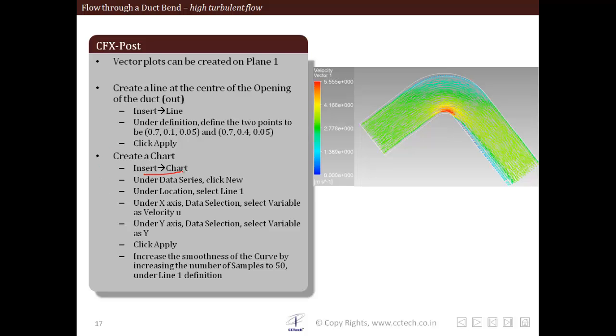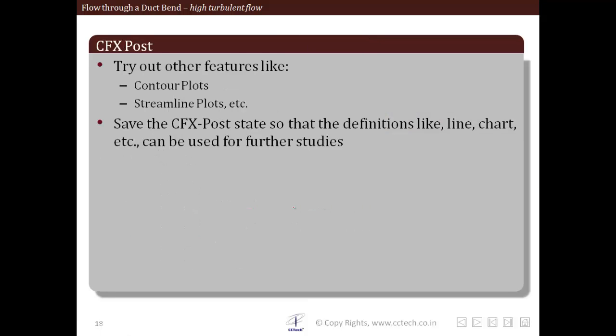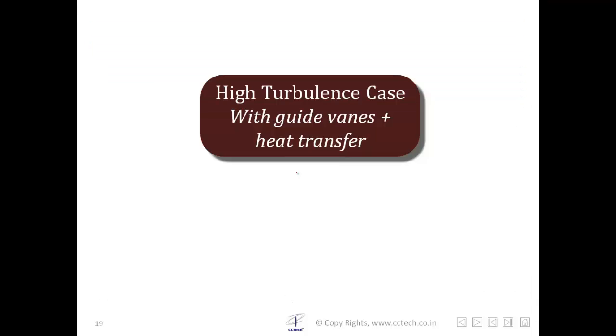So we insert a chart. Under data we click new. Under location we select line 1. Under x-axis data selection we select the variable as velocity, and under y-axis we select the variable as y. So what we are going to do is plot velocity as a function of the y coordinate on this particular line. We click on apply. We have seen only 2 entities, but you can try out other features like contour plots, streamline plots, and save the CFX post state so that definitions like the line chart can be used for further studies.